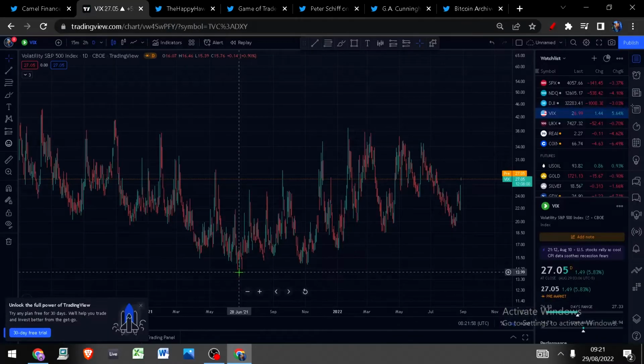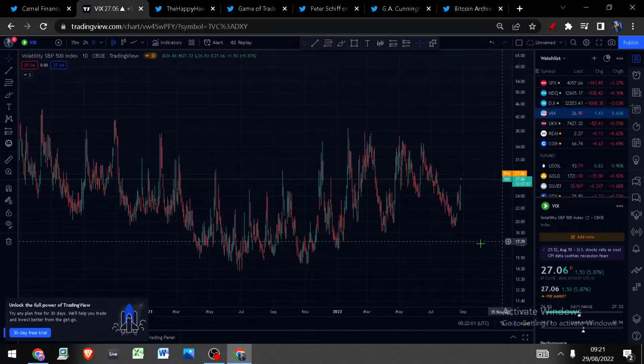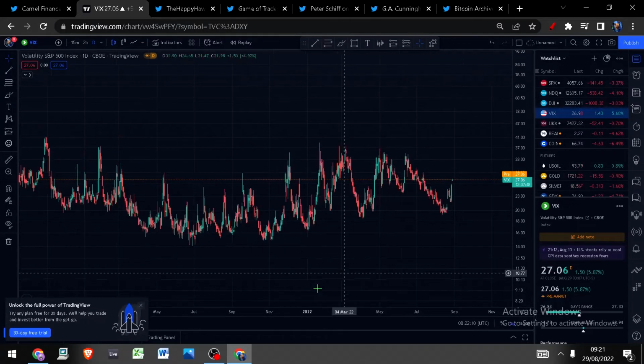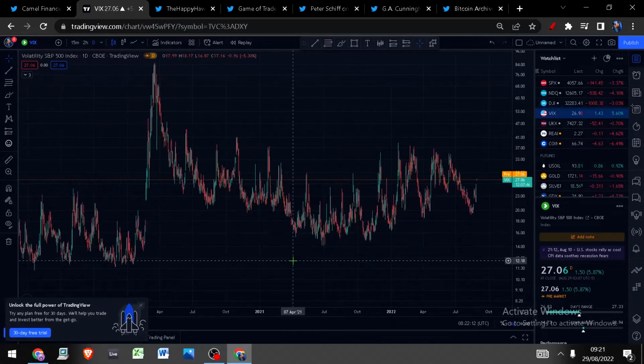I want to start by showing you some interesting fractals. I was playing around with both the VIX chart and the SPY, and I wanted to show you something that is potentially quite scary. So let's get into this.